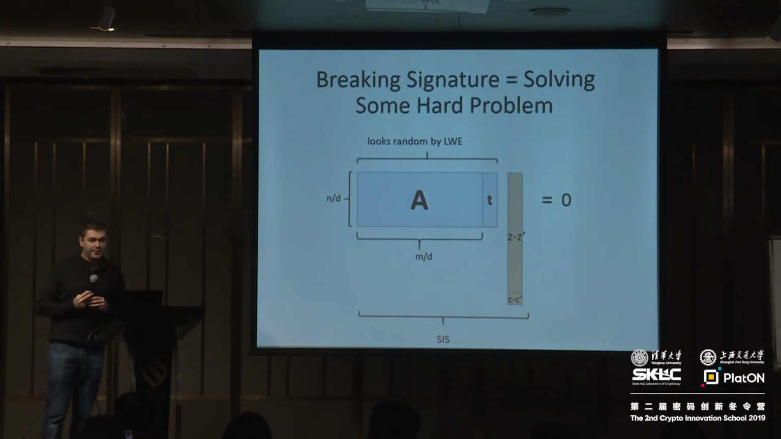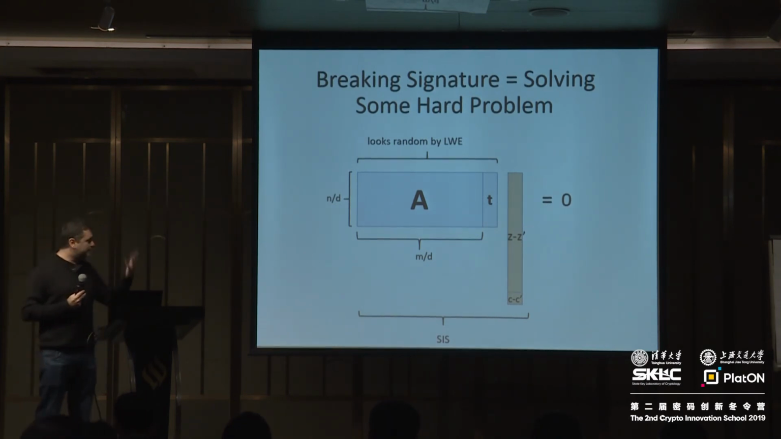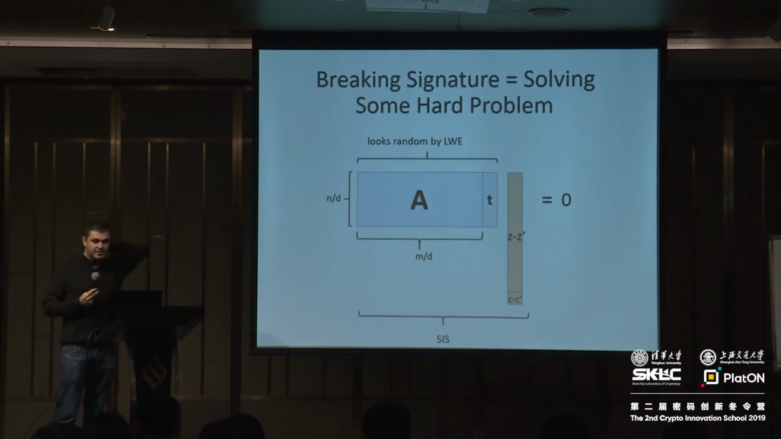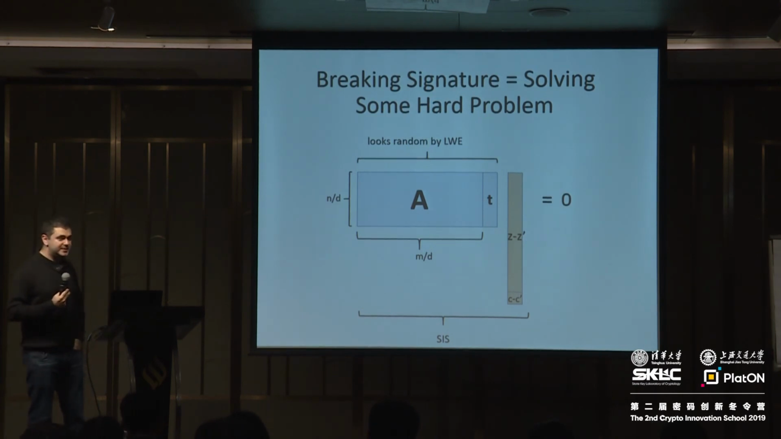So if there is a forger, or a malicious prover, who can come up with his Z, Z prime, C, C prime, or come up with forgeries of a signature, I can extract from him a solution to SIS, assuming LWE is fine. Okay, and the simulation is done via the usual honest verifiers. So basically, even though we couldn't quite extract what we want, it was good enough for signatures.